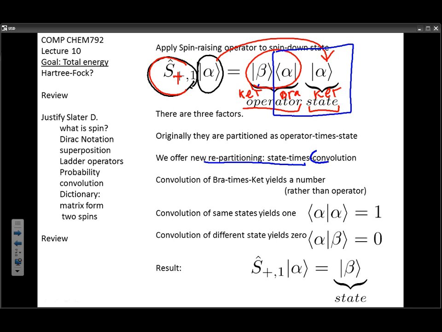And when bra meets ket, we can call it convolution. So when bra meets ket, it generates a number. And here it generates a very simple number, either 0 or 1. So if these vectors are the same, it generates 1. If they are different, it generates 0.